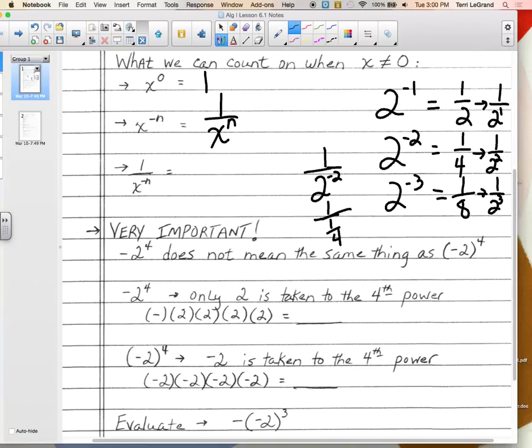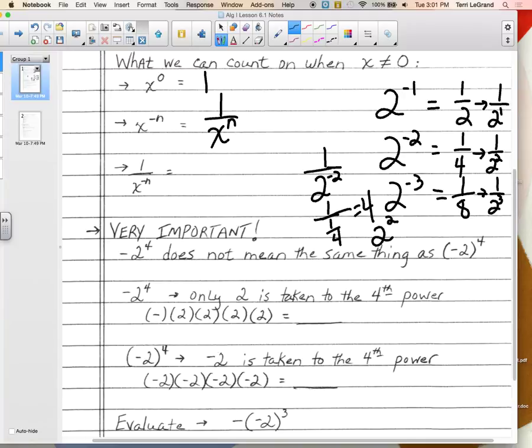How many 1/4? That's downstairs. How many 1/4 are there in 1? How many quarters are there in a dollar? 4. This actually equals 4. And 4 written as a power is the same as 2 to the second power.